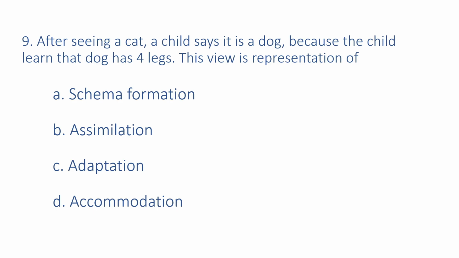The next question, after seeing a cat, a child says it is a dog because the child learns that dog has four legs. This view is representation of schema formation, assimilation, adaptation, accommodation. This is the representation of assimilation. Assimilation occurs when a child fits new information into an existing mental framework or schema. The child already knows dogs have four legs, so he applies that existing schema to the cat.